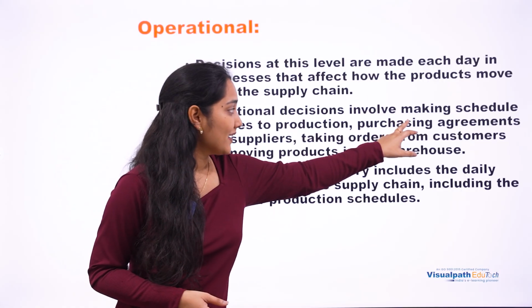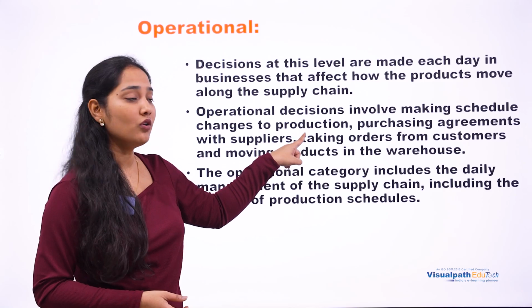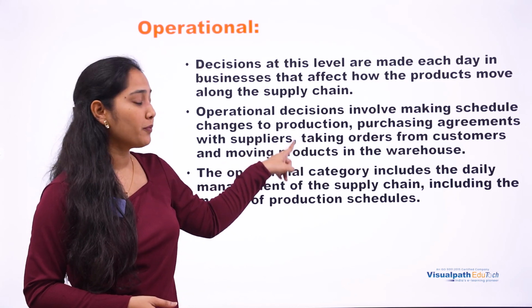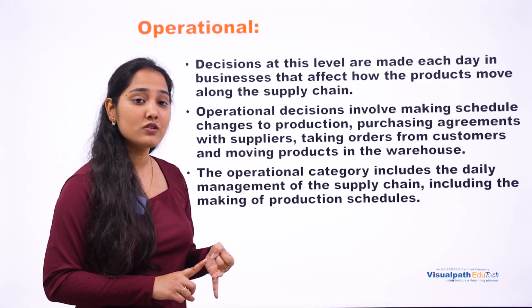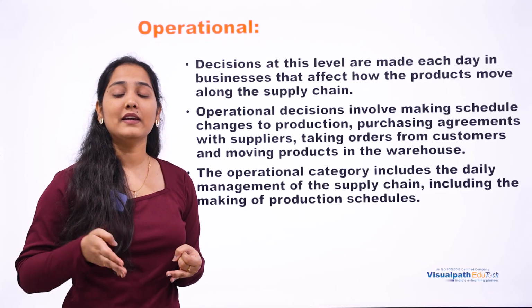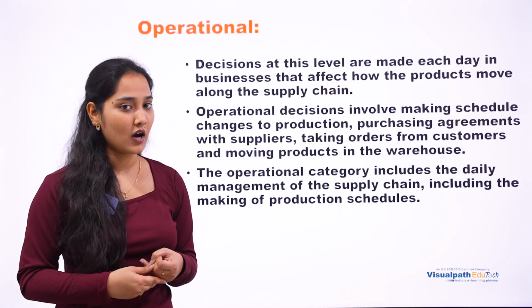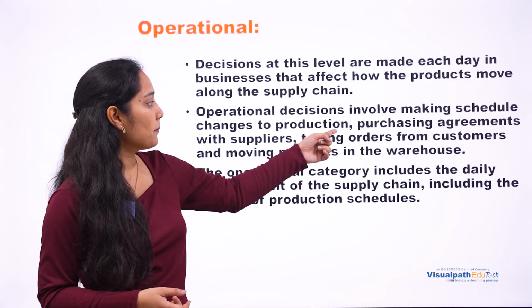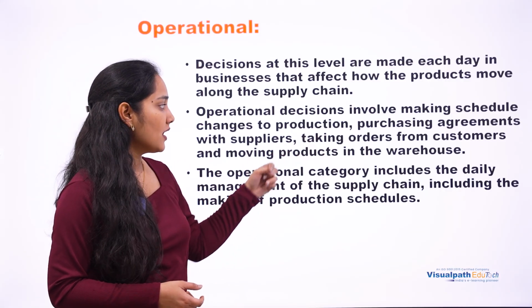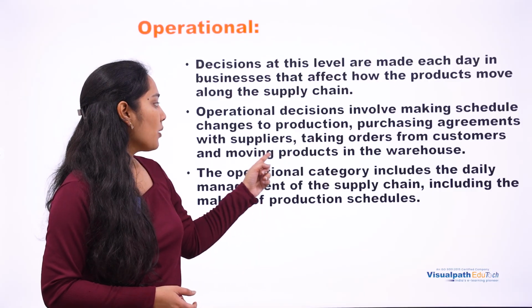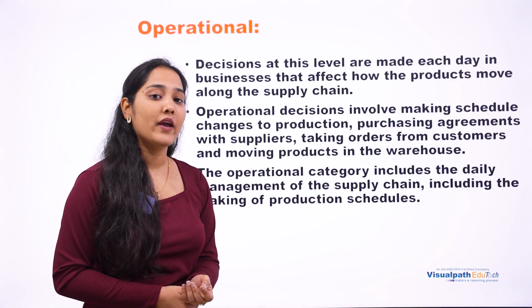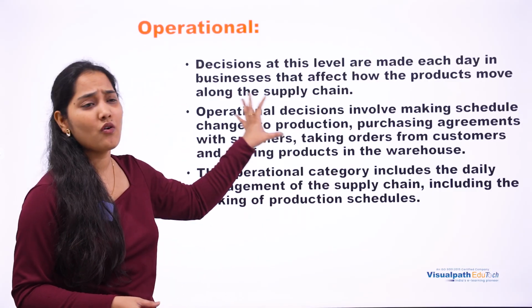We can take decisions under the operational level, right? Decisions involve making schedules, then changes to production. Changes to the production are important, as is making schedules: how many intervals we need, or what kind of batches we need to produce our product. Then we have purchasing agreements with suppliers, taking orders from customers, and moving products in the warehouse. All these are operational.